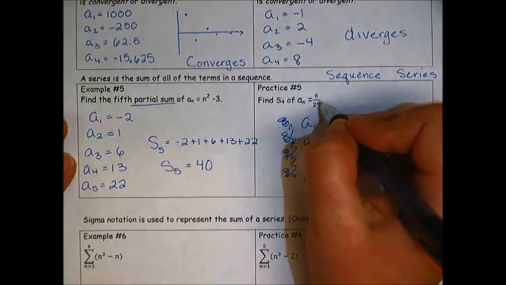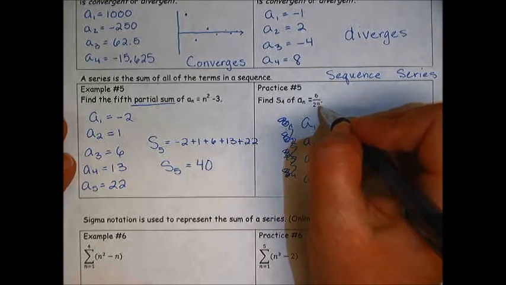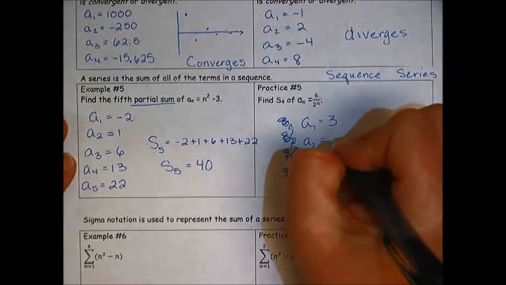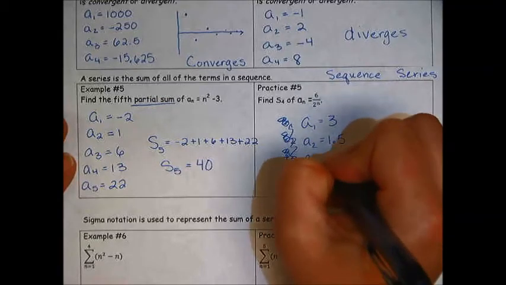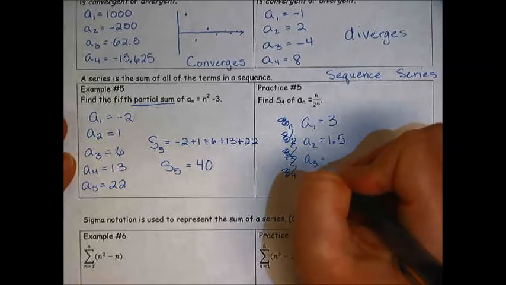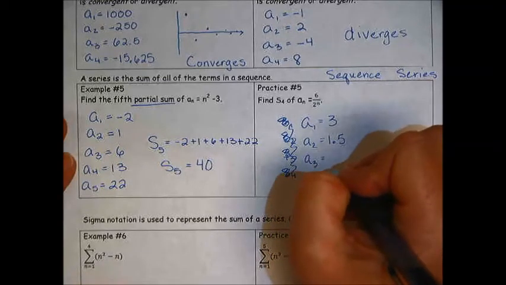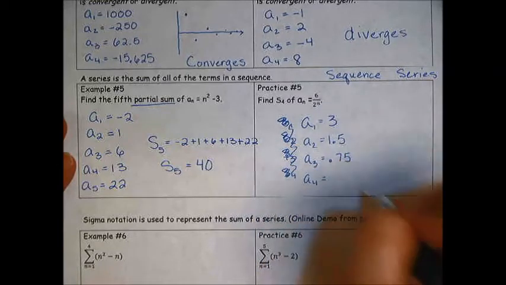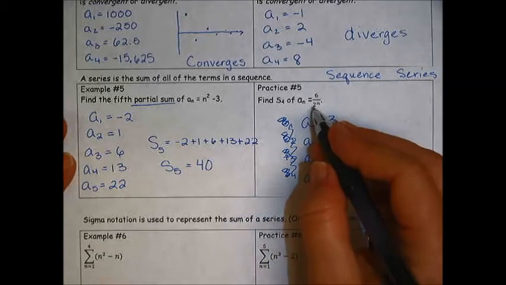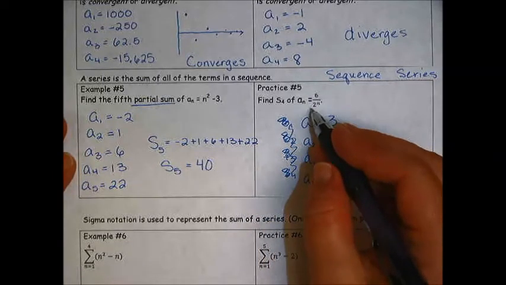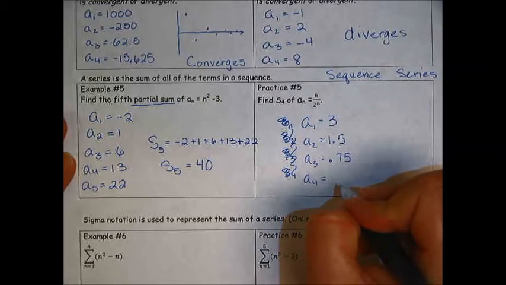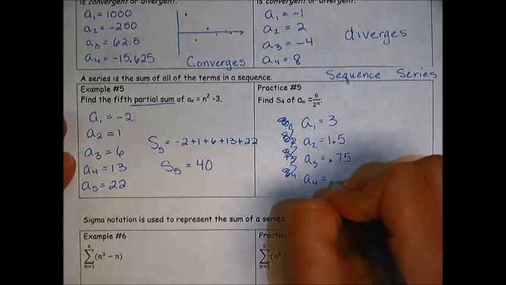So if you substitute in 1, 6 divided by 2 to the first power would be 6 divided by 2, which is 3. 6 divided by 2 to the second power is 6 divided by 4, which is 1.5. If I plug in 3, that would be 6 divided by 8, which is 3/4, which is 0.75. And 2 to the fourth power is 16, so 6 divided by 16 is 3/8, which is 0.375.